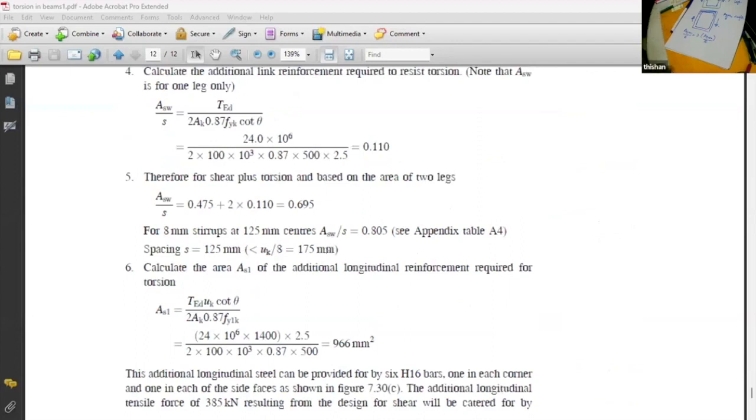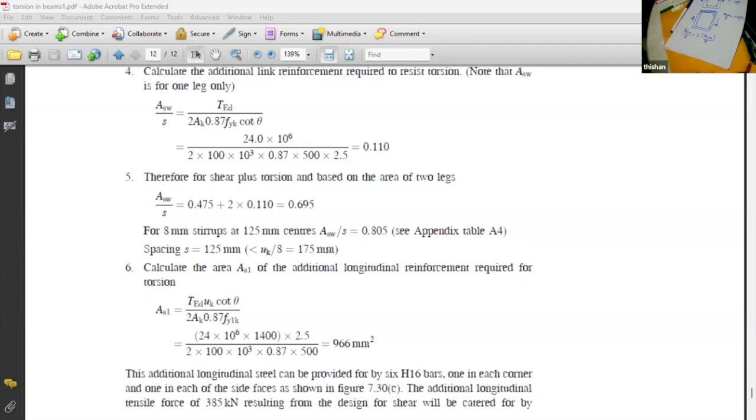There's an upper limit, equal to that center line length divided by 8. So you have to keep in mind there's a maximum spacing for torsional links. The recommended maximum is UK divided by 8. Is that clear? Yes, sir. So now we have got the link spacing. Link spacing is T8, and then you can check it at different other sections as well.